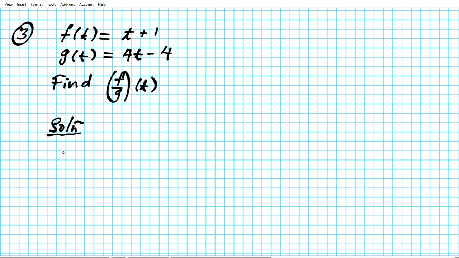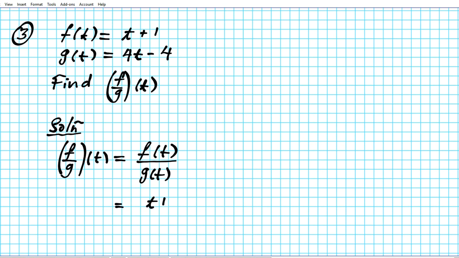So let's start with the formula. F over g evaluated at t simply means we're taking the function f of t and dividing it by g of t. Okay? So f of t is t plus 1. So we're going to divide that by g of t. G of t is 4t minus 4.